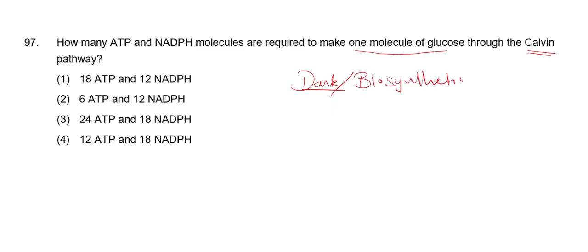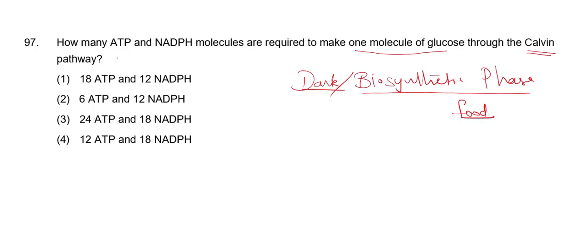biosynthetic phase of photosynthesis. Why do we call this biosynthetic phase? Because at the end of this reaction, we are getting food molecule. Glucose is produced. So they are asking the calculation for one glucose, how many ATP, how many NADPH2 is required.